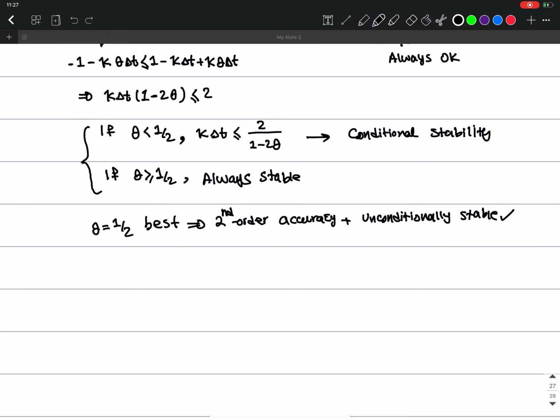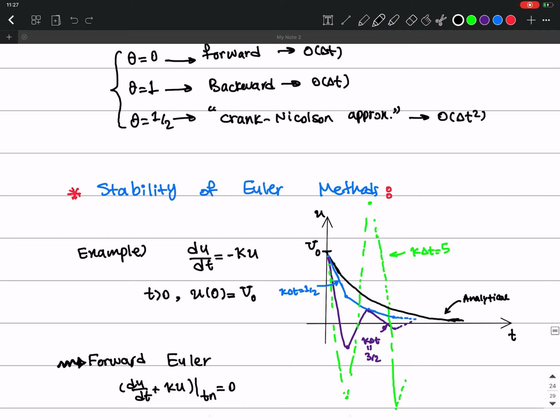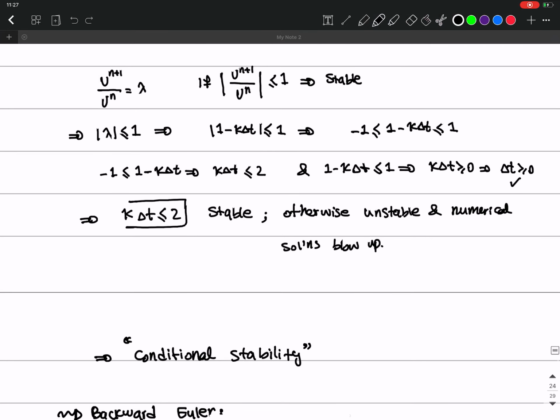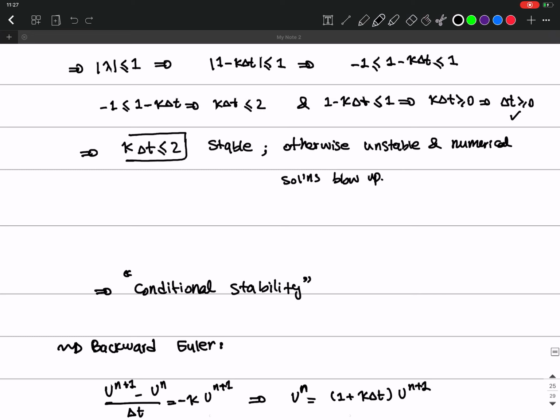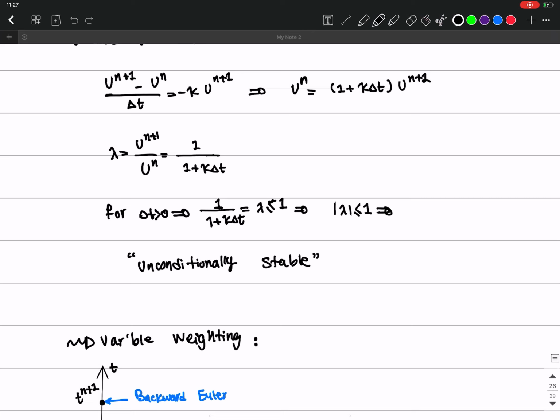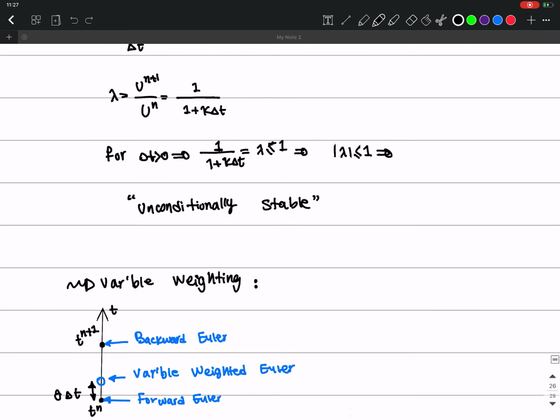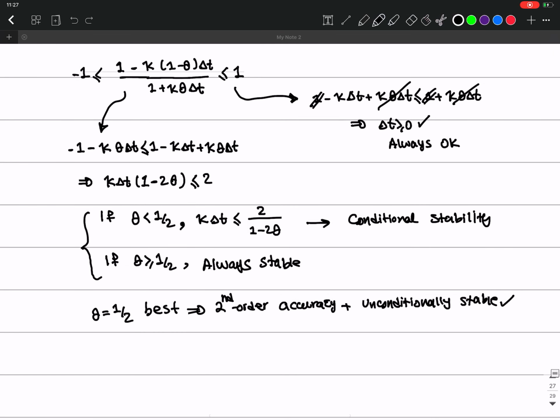Okay. So this was the stability of Euler methods that we investigated. Kind of want to wrap up. As you see, for explicit Euler method or forward Euler, we had a conditional stability that we noted here. For backward Euler, or implicit Euler, it's going to be always unconditionally stable. So your solutions are not going to blow out in time. And for variable weighting, we also have, depending on theta, a conditionally stable or unconditionally stable method.